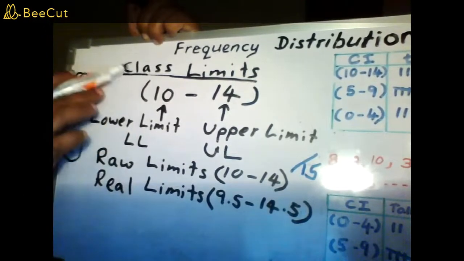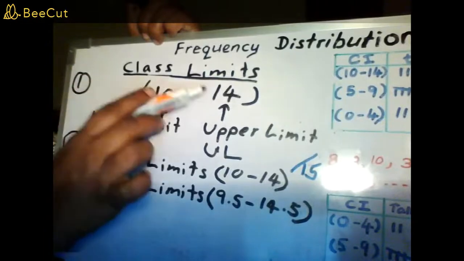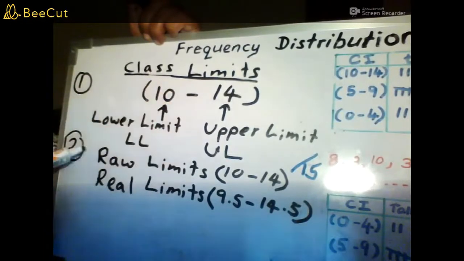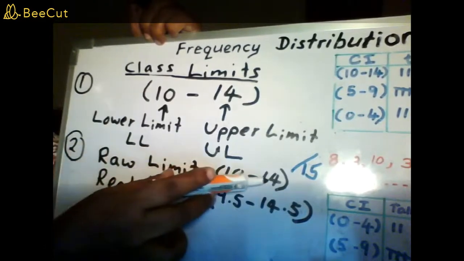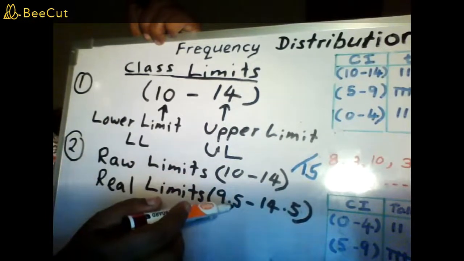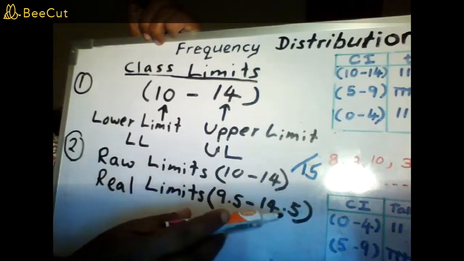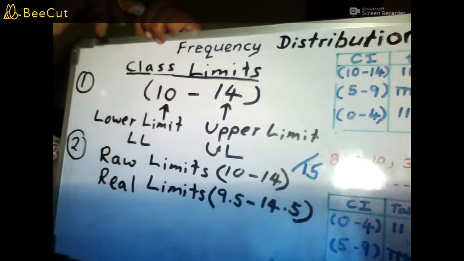So when we consider the class limits, there are two types, lower limit and the upper limit. And also there are two types of limits, row limits, here no decimals, and real limits. Here you can find 0.5 and 0.5. So those are the class limits.